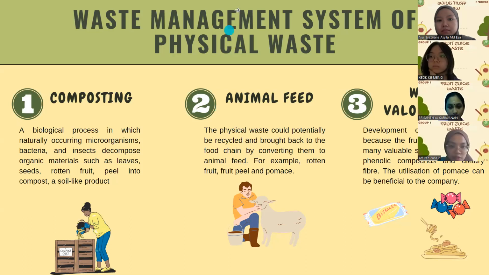The suggestion for number 2 is animal feed, which is we can use the waste from the process to make animal feed. The example of the waste is like rotten fruit, fruit peel, and pomace. All of these waste could potentially be recycled and brought back to the food chain by converting them to animal feed. And for number 3, the suggestion is waste valorization.